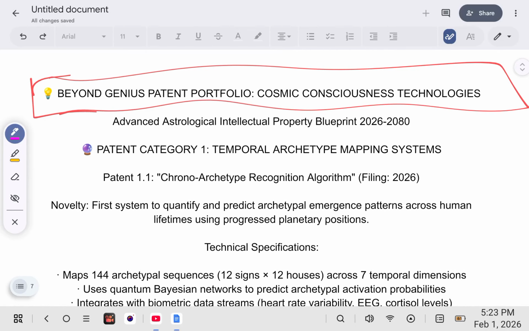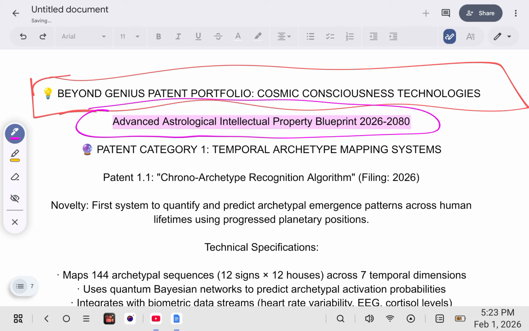Don't want to spill too much of the beans, but I'm just very excited to share the information I currently have with you guys. So this is my Beyond Genius patent portfolio. Cosmic Consciousness Technologies, Advanced Astrological Intellectual Property Blueprint 2026 through 2080. Here's the patent category, and it's temporal archetype mapping systems.